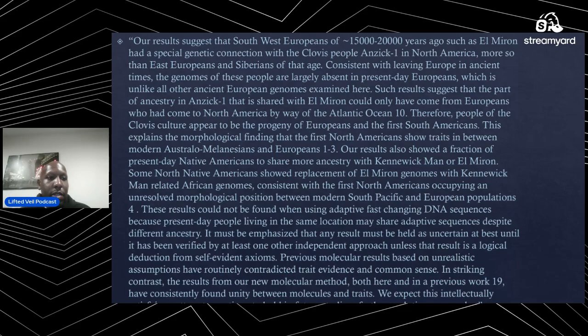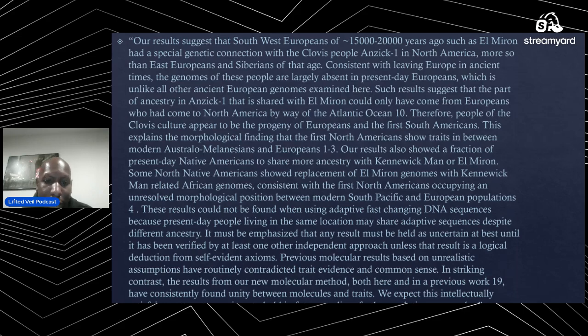Some North Native Americans show replacement of El Moran genomes with Kennewick Man related African genomes, consistent with the first North Americans occupying an unresolved morphological position between minor South Pacific and European populations. These results could not be found when using adaptive, fast-changing DNA sequences, because present-day people living in the same location may share adaptive sequences despite different ancestry.